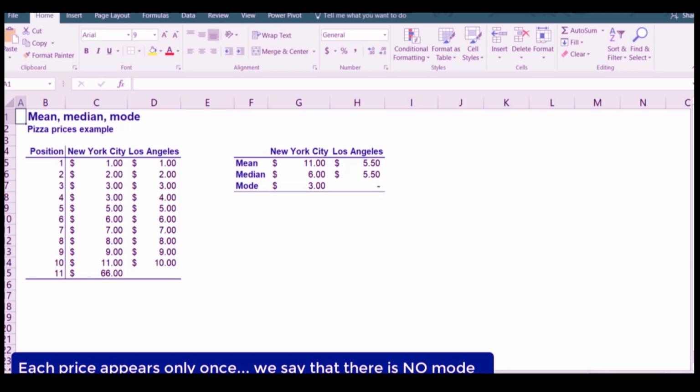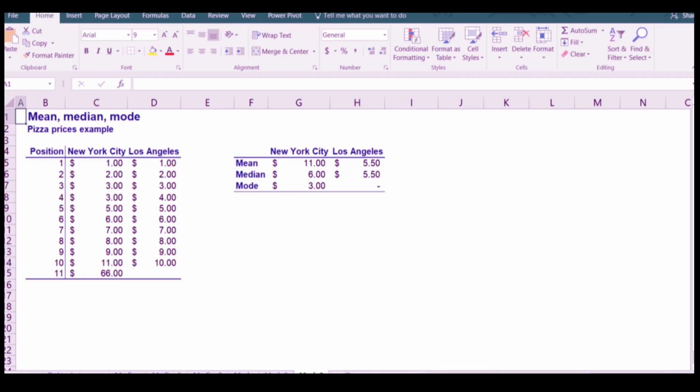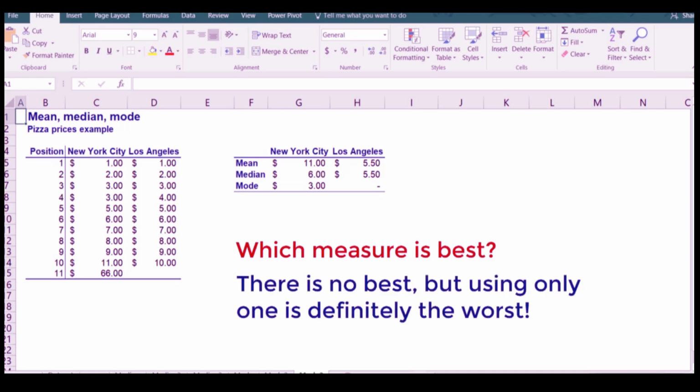In general, you often have multiple modes. Usually 2 or 3 modes are tolerable, but more than that would defeat the purpose of finding a mode. There is one last question that we haven't answered. Which measure is best? The NYC and LA example shows us that the measures of central tendency should be used together rather than independently. Therefore, there is no best, but using only one is definitely the worst.